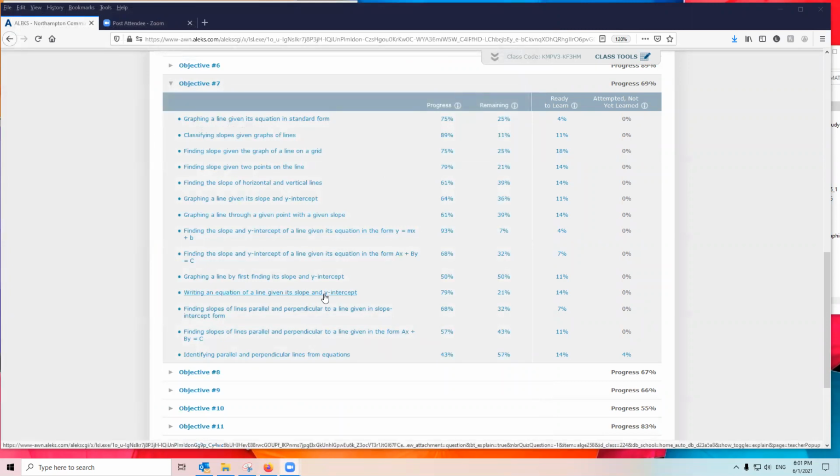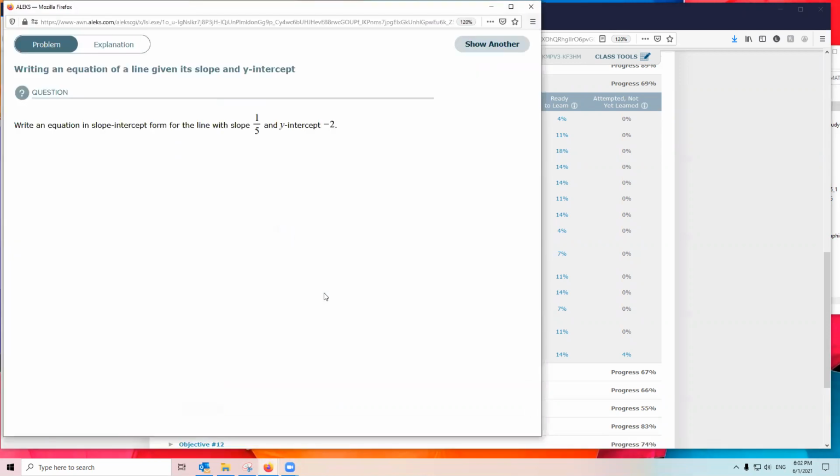Let me take a look here. It says write an equation for the line that has a slope of 1/5 and a y-intercept of -2. Well, notice this problem says use what's called slope-intercept form. Slope-intercept form is y equals mx plus b. m is the slope of the line, and b is the y-intercept of the line. This equation is in the reference packet. They're giving me the slope. They're telling me the slope is 1/5. So I'm going to replace m with 1/5.